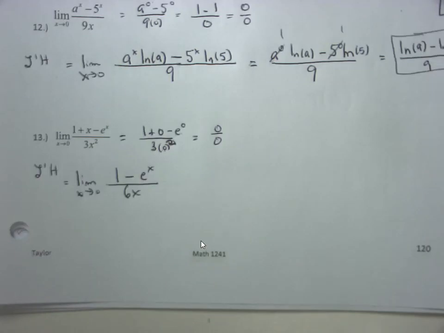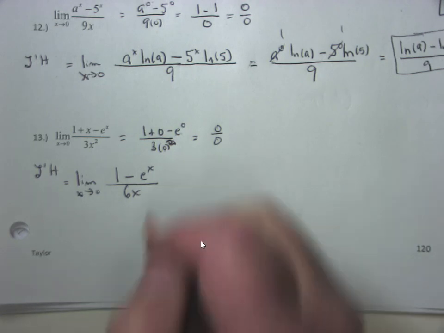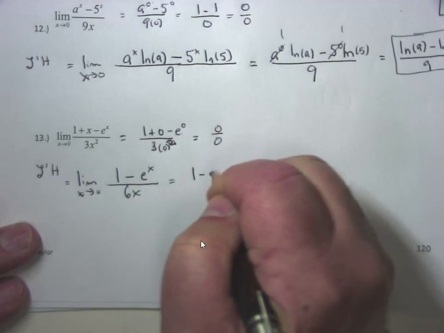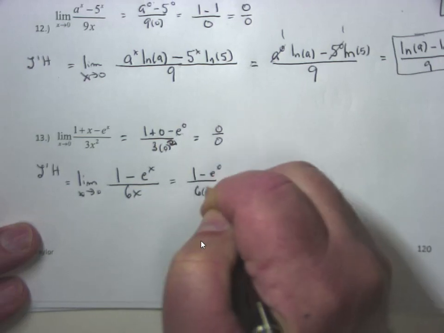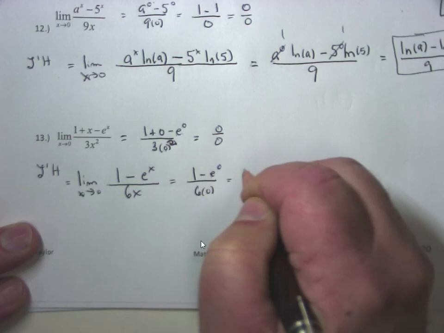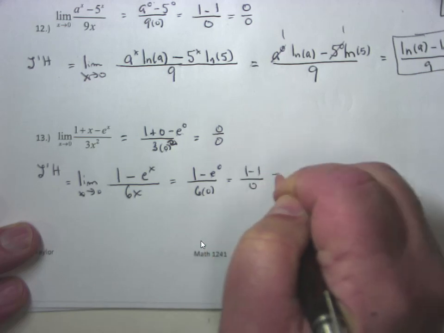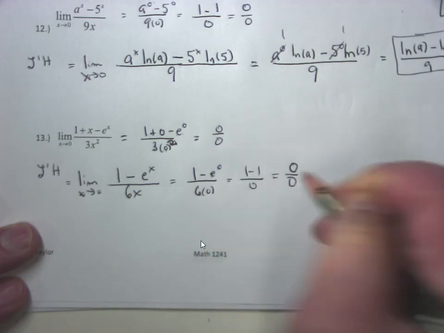Derivative of the top over derivative of the bottom. It's not the quotient rule. It's what you wanted the quotient rule to be. You just take the derivative of the top over the derivative of the bottom because it goes at the same rate of change. Plug it in. This is equal to 1 minus e to the 0 over 6 times 0. E to the 0 is 1. It's 1 minus 1 over 0. It's 0 over 0.